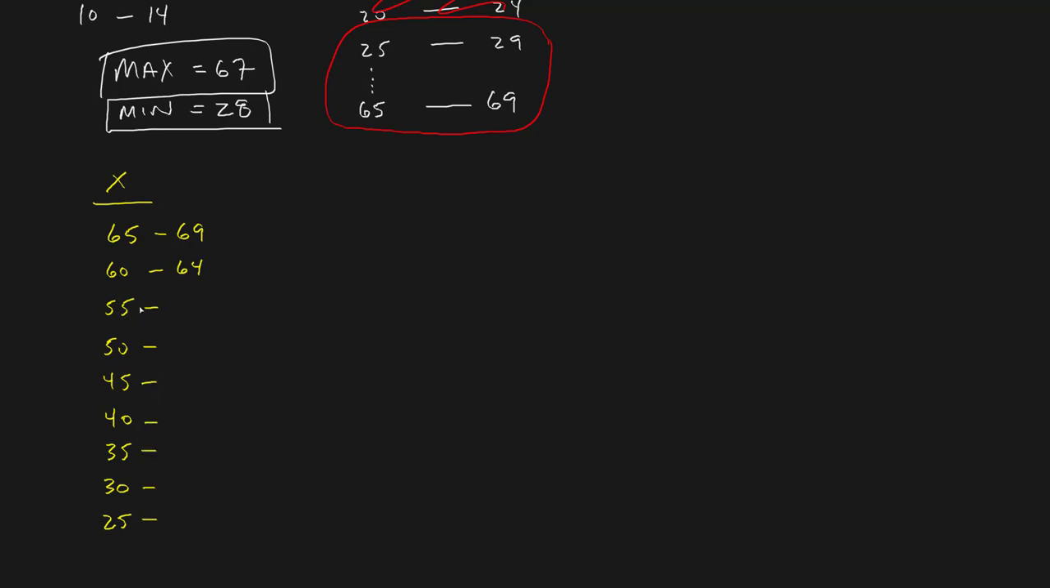Okay, so 55 goes up to just the number right below the next category, so that's 59. 50 goes up to 54, which is the number right before 55. 45 to 49. 40 to 44. 35 to 39. 30 to 34. 25 to 29. So this is my table. Those are my categories. Now I can start to put in my frequencies.